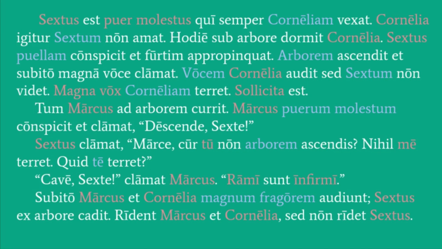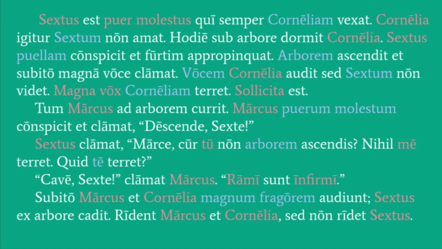Magna vox Corneliam terret, sollicita est. So magna vox here, the big or the loud voice, that's my subject. You can tell because magna ends in an A, right? Vox doesn't end in an A or a US. This would be in that third declension, the third group. But vox just means voice. It's the nominative form of voice, right? So the loud voice frightens, terret, Cornelia, right? Corneliam, again, is the direct object. That's how we know she's not doing anything. Something's happening to her. Sollicita est, she is worried or anxious.